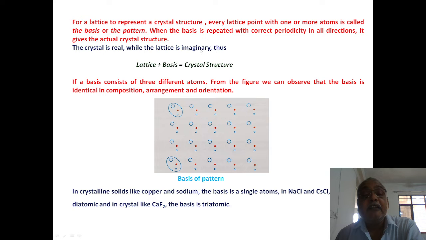So the lattice, this full figure you see, it is the lattice. If it is the case of a molecule or three atoms, then this is the basis, and the sum of the two is equal to the crystal structure. In crystalline solids like copper and sodium, the basis is a single atom. In NaCl and CaCl, the basis is diatomic. In a crystal like calcium fluoride, the basis is triatomic.